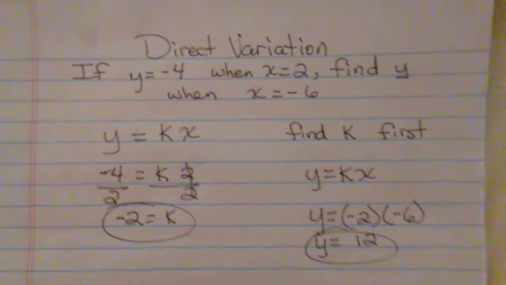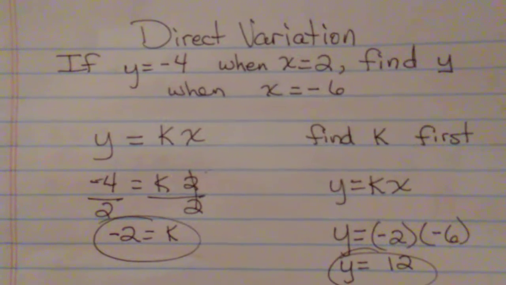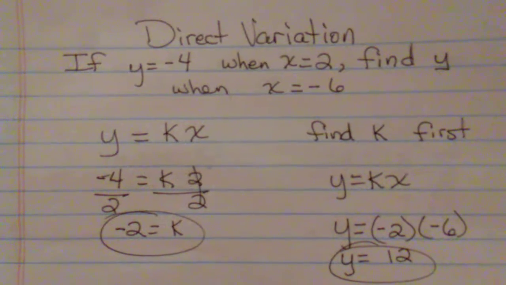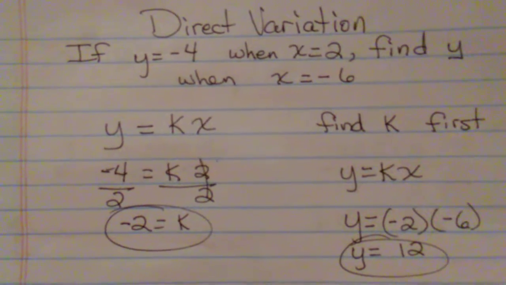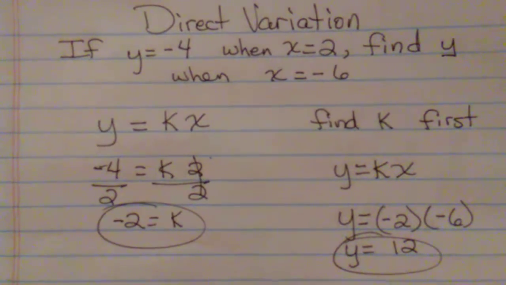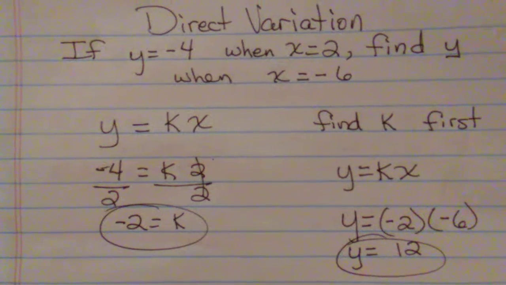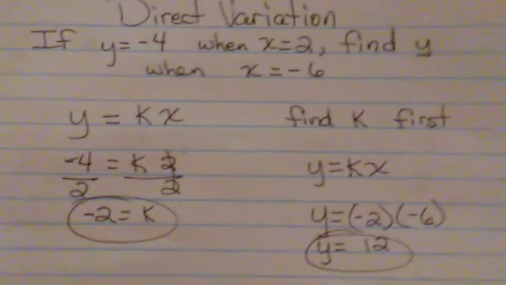Here's an example. If y equals -4 when x equals 2, find y when x equals -6. Now our direct variation equation is y equals kx. Always, always, always, y equals kx. And k is the constant of variation. And you always want to find k first.